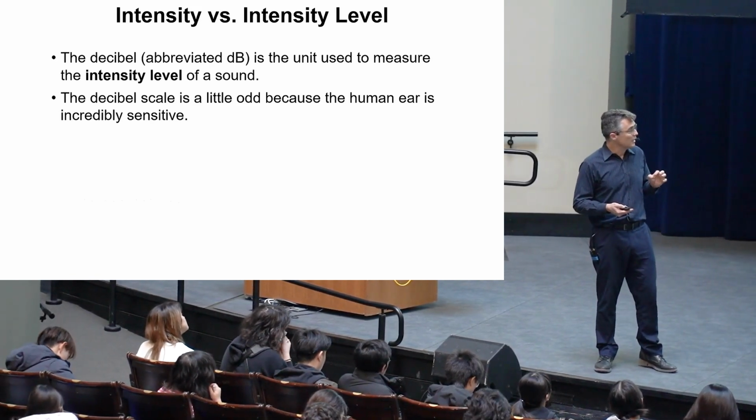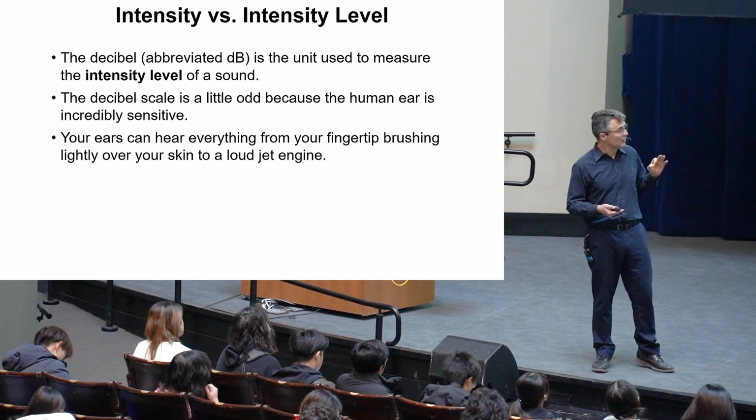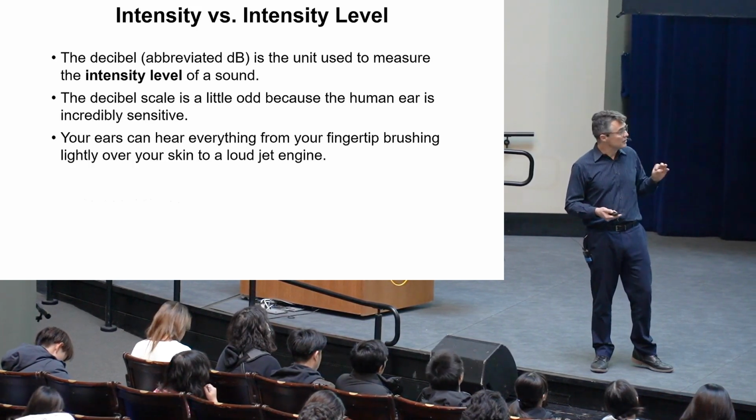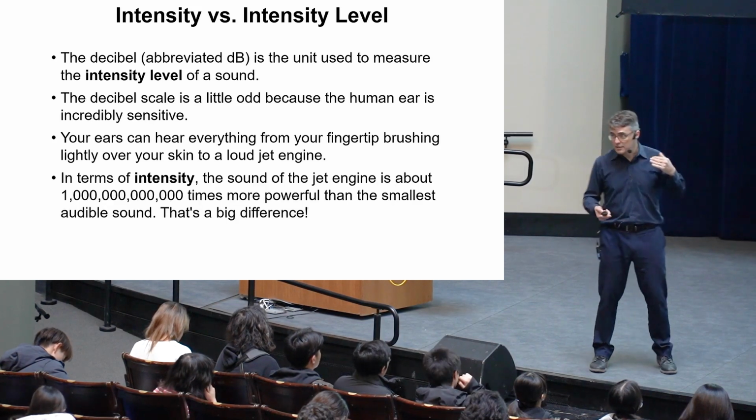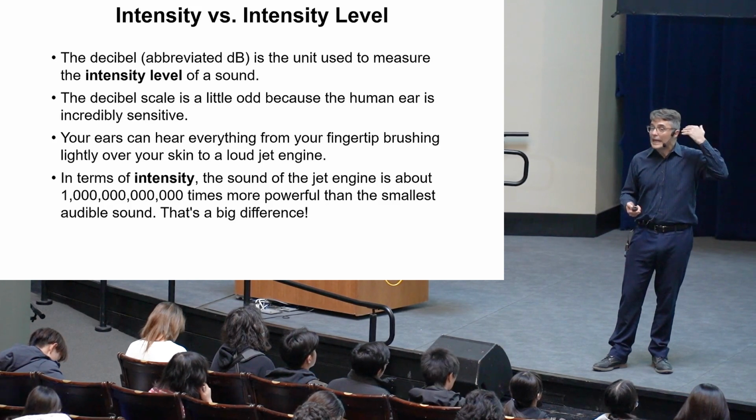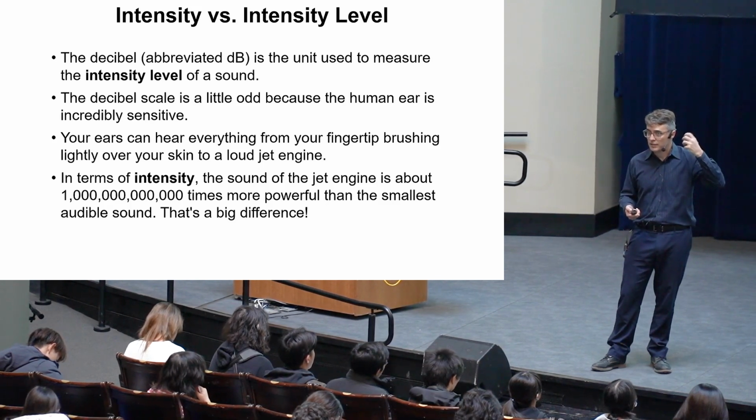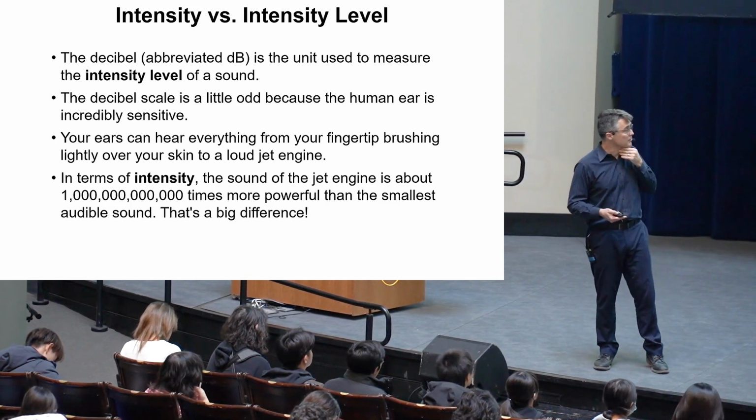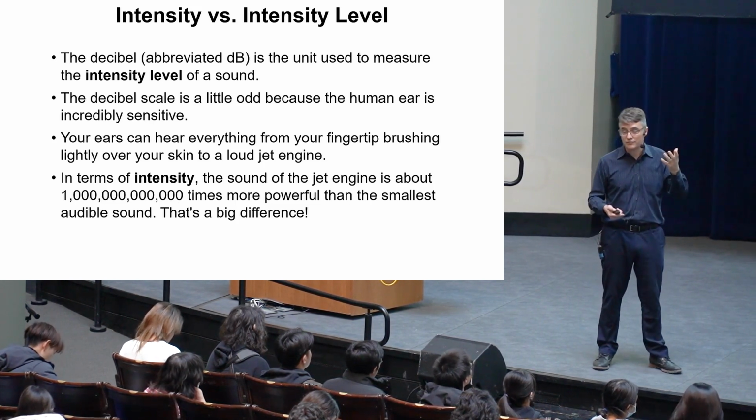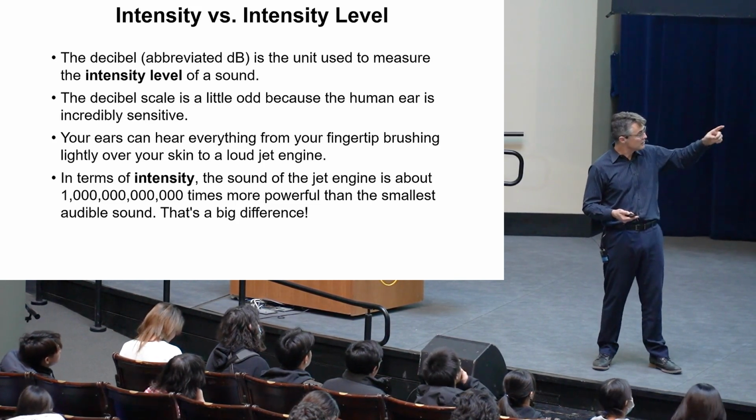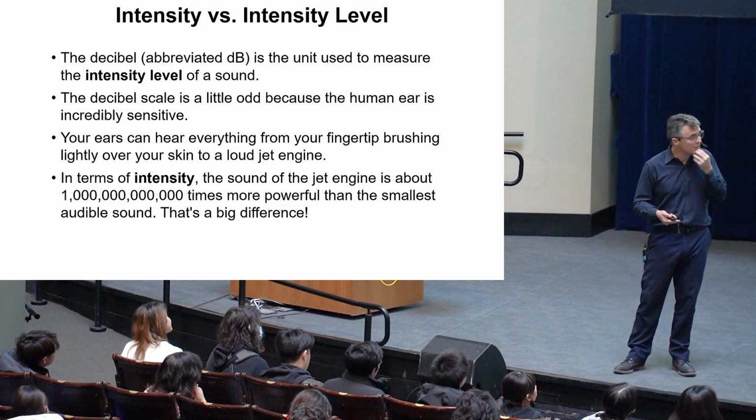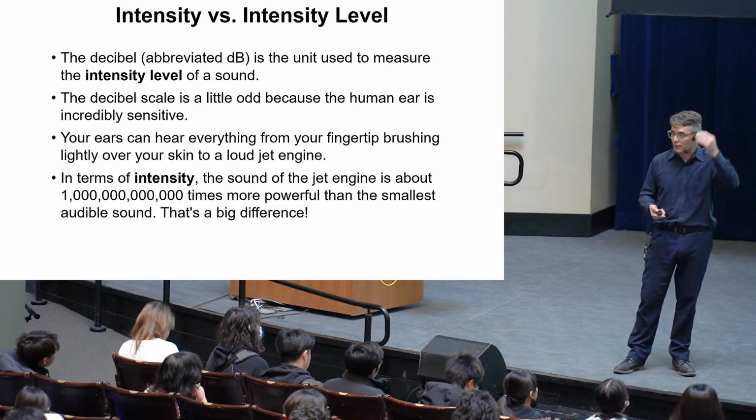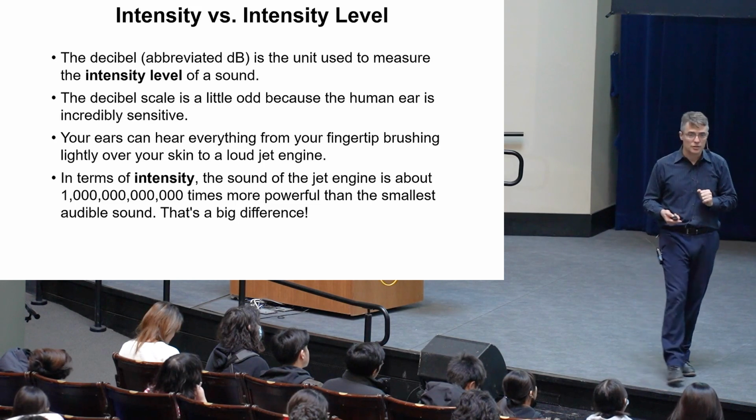The decibel scale, it'll look a little odd to you. It's got a logarithm in it, but it's due to the fact that the human ear is sensitive. Not only sensitive, but it also is able to hear very high intensity sounds without getting damaged. In terms of intensity, the sound of a jet engine, for example, is a huge factor more powerful than the smallest audible sound. The threshold of pain is 10 to the 12 times the threshold of hearing.